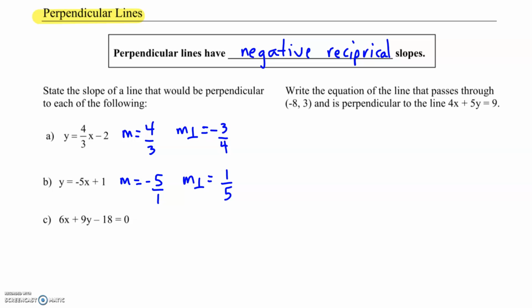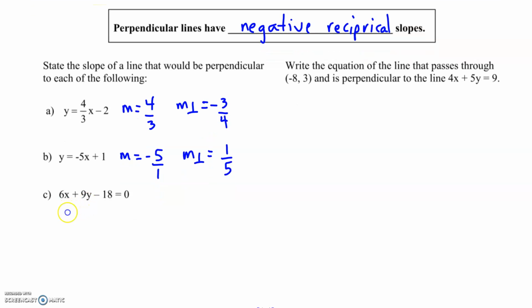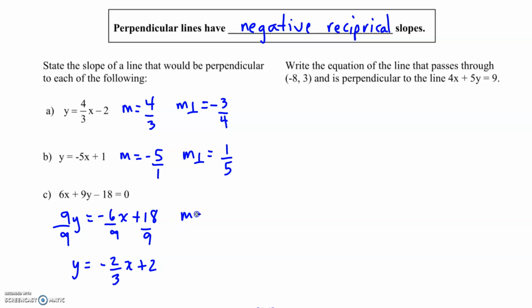For C, we need to rearrange the equation again. So I'm going to leave 9y. 6x comes over as -6x. -18 comes over as +18. And we'll divide by 9. So I have y equals -2/3 x plus 2. So we now have our slope is -2/3, and the perpendicular slope, we're going to flip. So that's 3/2. Since the original slope is negative, that means my perpendicular slope is positive.